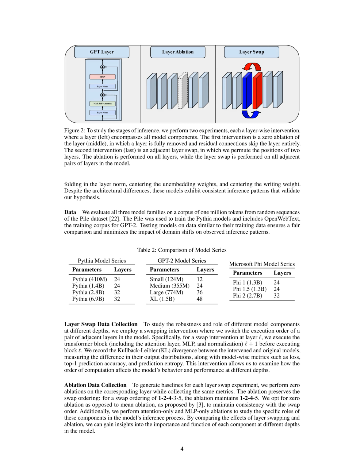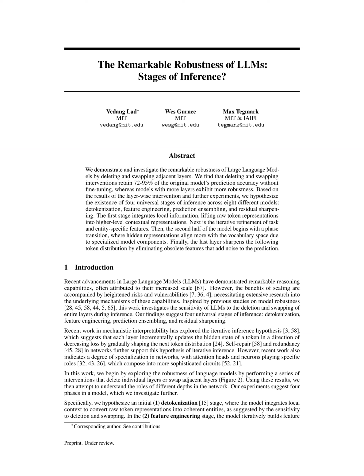By comparing the effects of layer swapping and ablation, insights into the importance and function of each component at different depths in the model are gained. Overall, the proposed method systematically explores the robustness and behavior of language models through layer-wise interventions, leading to the identification of distinct stages of inference and shedding light on the complex nature of token processing in advanced language models.